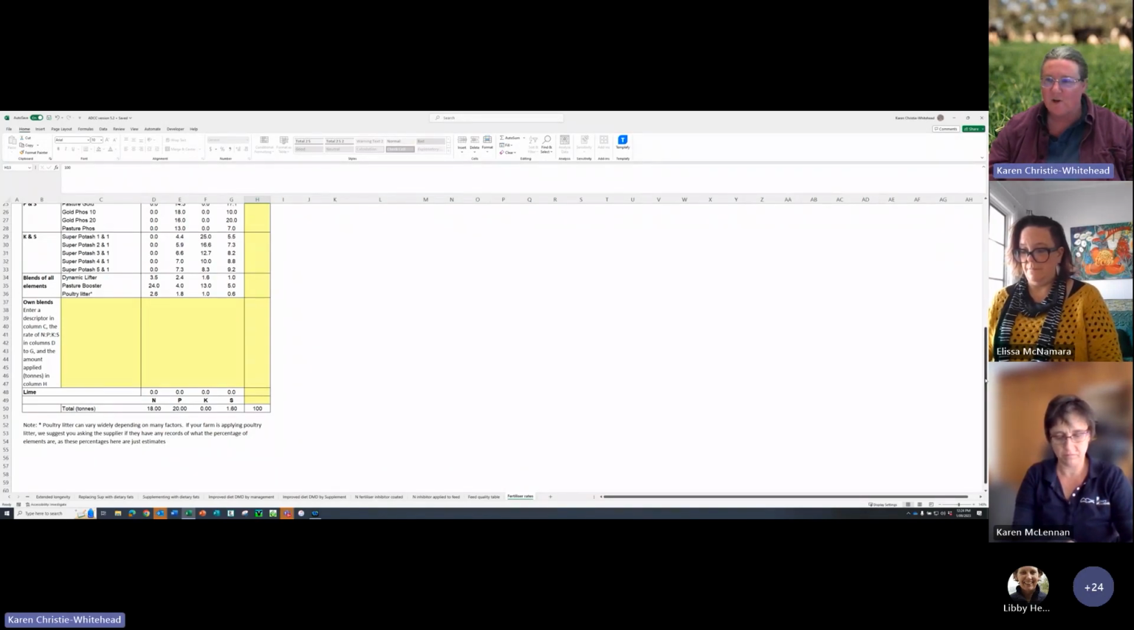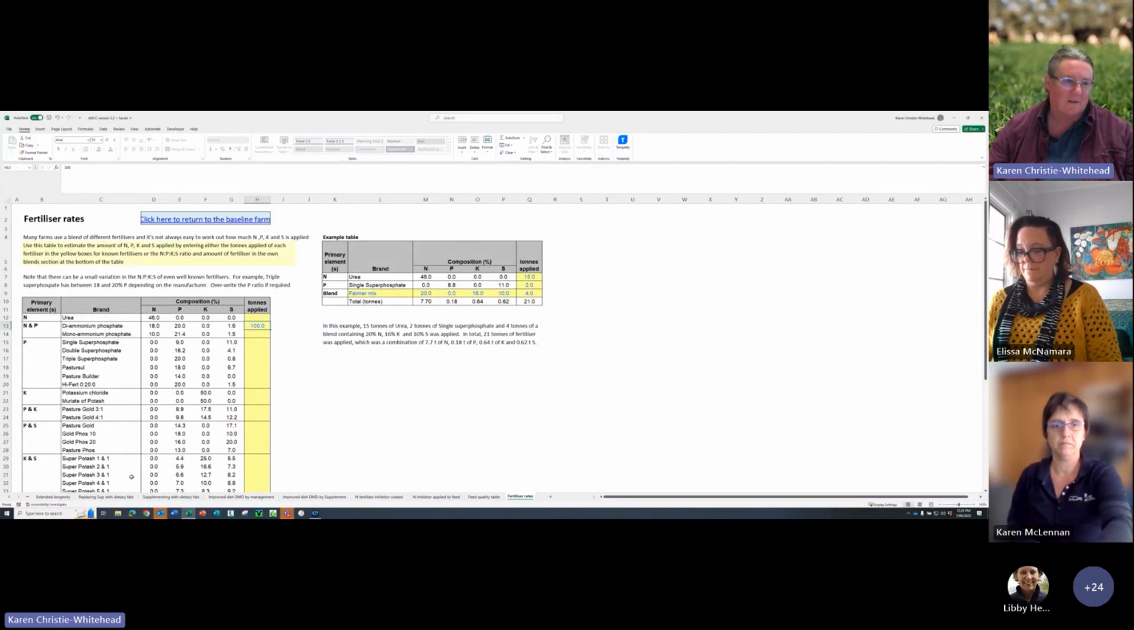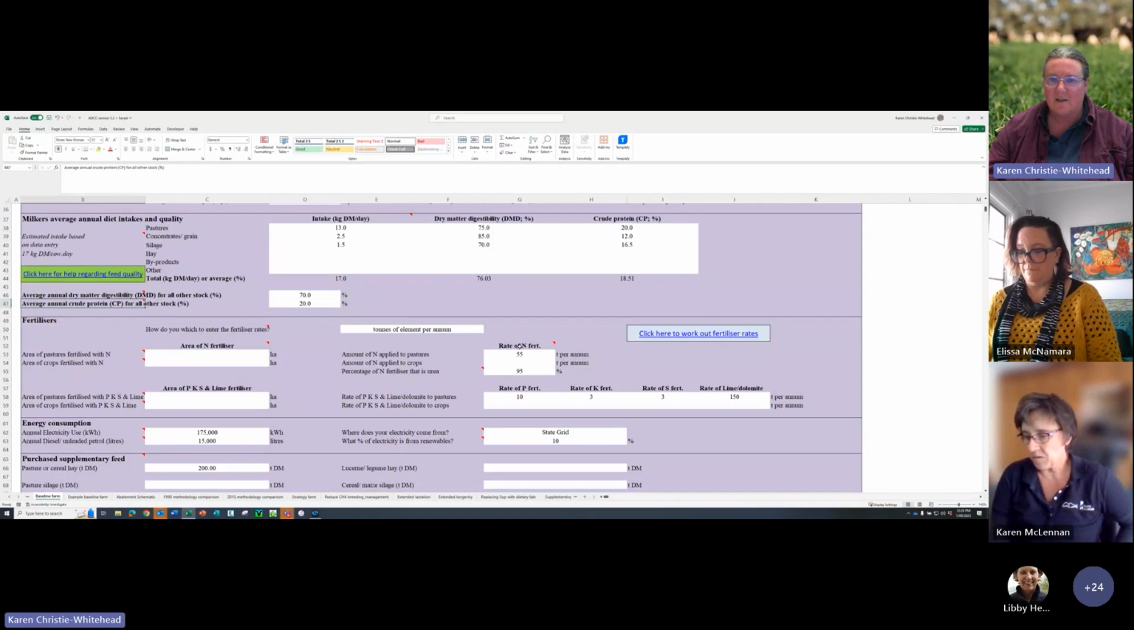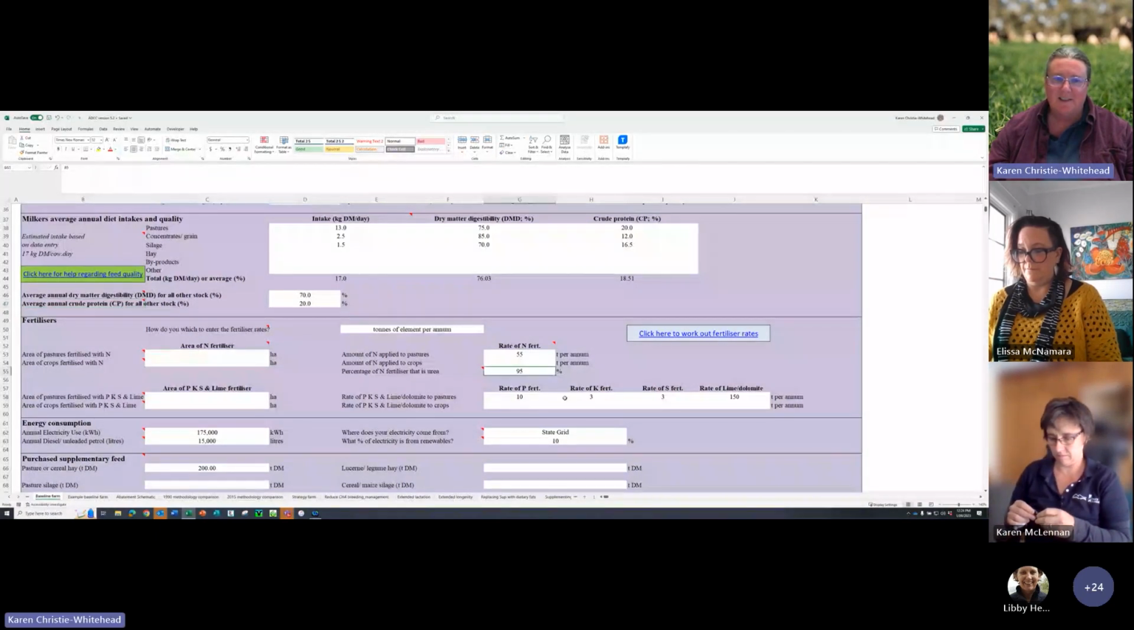You could then copy those numbers across to the baseline sheet in these appropriate cells. But because that was DAP, there was 0 urea.